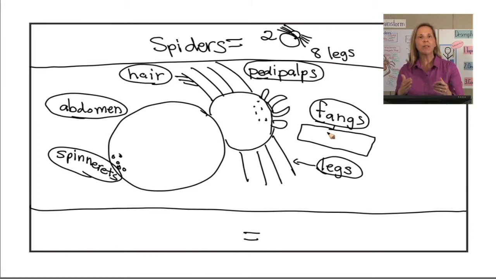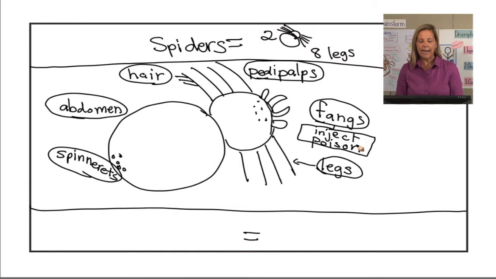Every time we're putting information down on this organizer, the children are telling me what to put down. We are doing this in an interactive way because they know this information. When I say fangs, what's the function of the fangs? What's the job? What do the fangs do? The children are talking to each other, and then we come back and we're going to put the function. Oh, they inject poison. Inject poison. Let's put that there.